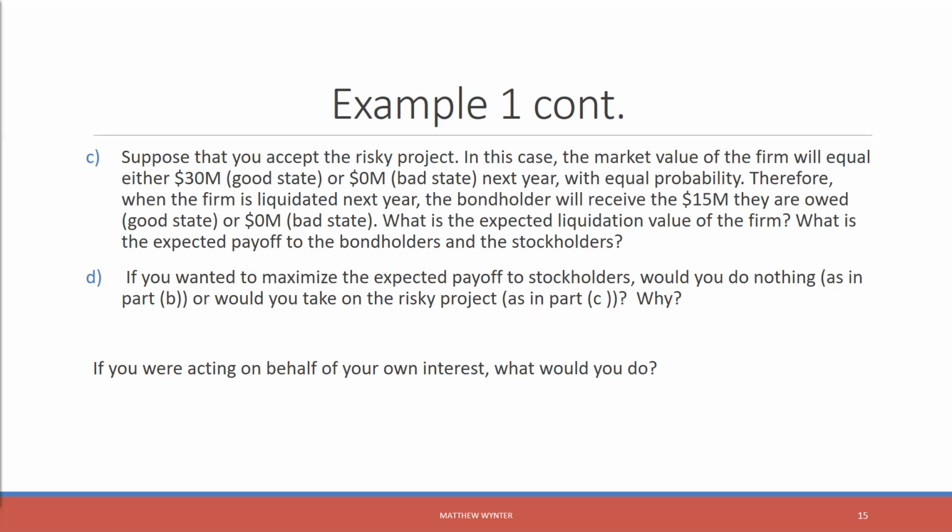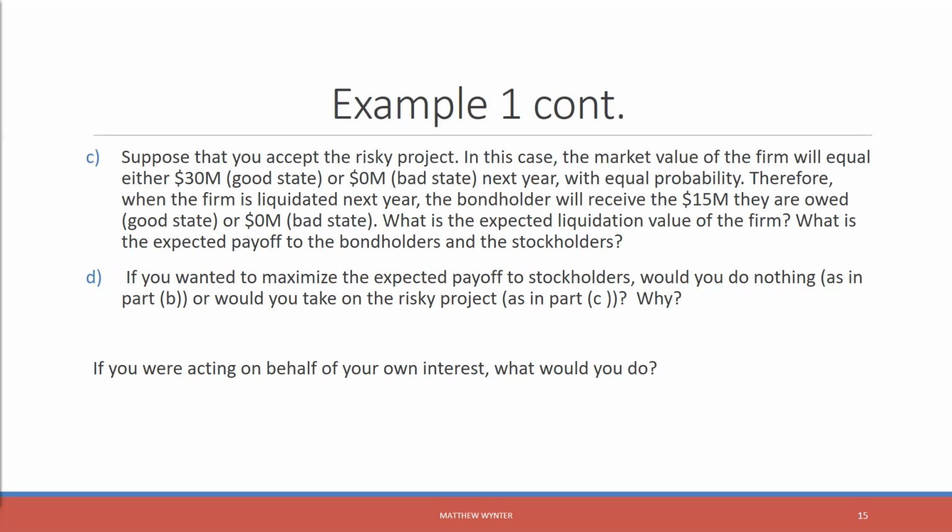Part D, if you wanted to maximize the expected payoff to stockholders, would you do nothing as in part B, or would you take on the risky project as in part C? So what are you doing? You're going to be comparing the expected payoff that I would get as a stockholder if I don't do anything, or as a stockholder if we take the risky project. And if you're working on behalf of your own interests, what would you do and why?